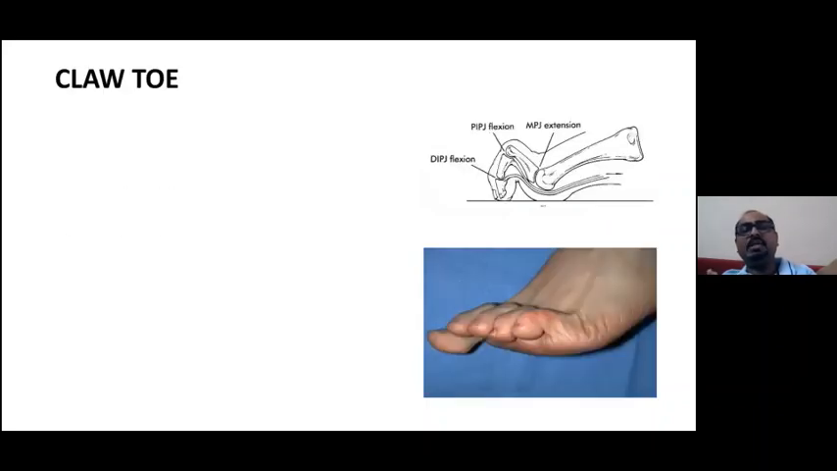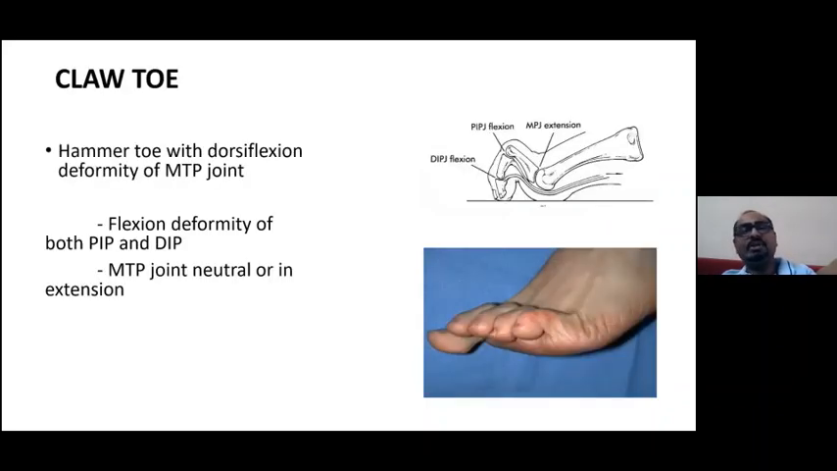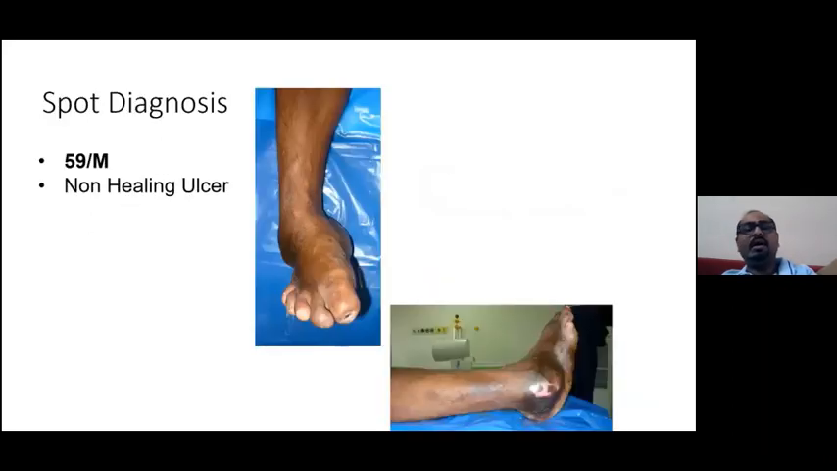More about theory, it is more about the spot diagnosis. You should know about it. Again, lastly, just before we close, spot diagnosis. What is this? 59-year-old with non-healing ulcer.